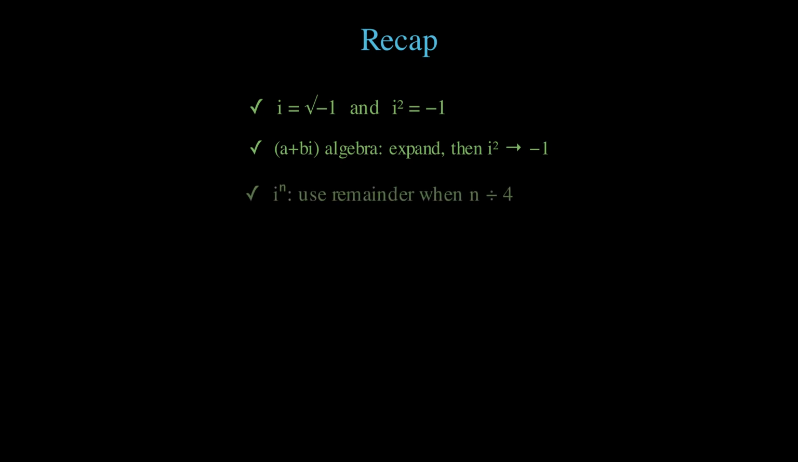Recap, three facts to keep automatic. First, i squared is -1, full stop. Second, multiply complex numbers like binomials, then simplify with the i squared replacement. Third, reduce giant exponents on i using the remainder after division by 4.